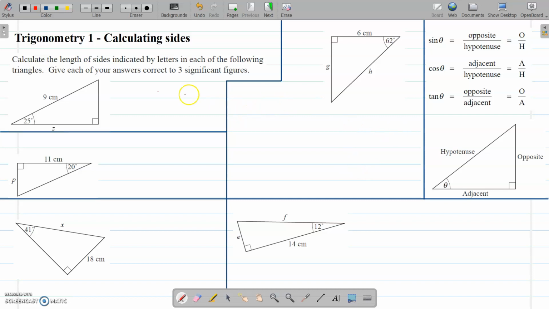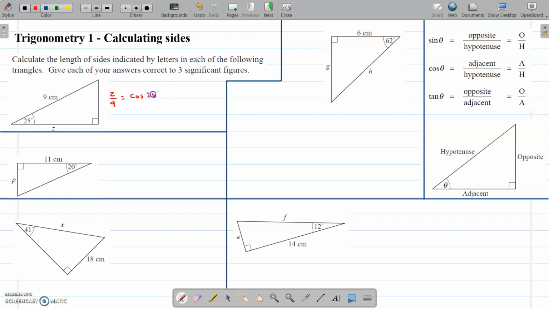All right, so let's do some examples. The first one here says that we have a side length z to find. Regarding the angle of 25, z is adjacent and 9 is the hypotenuse. So we start by writing a trig equation: z over 9, the adjacent over hypotenuse, is the cosine of 25 degrees.